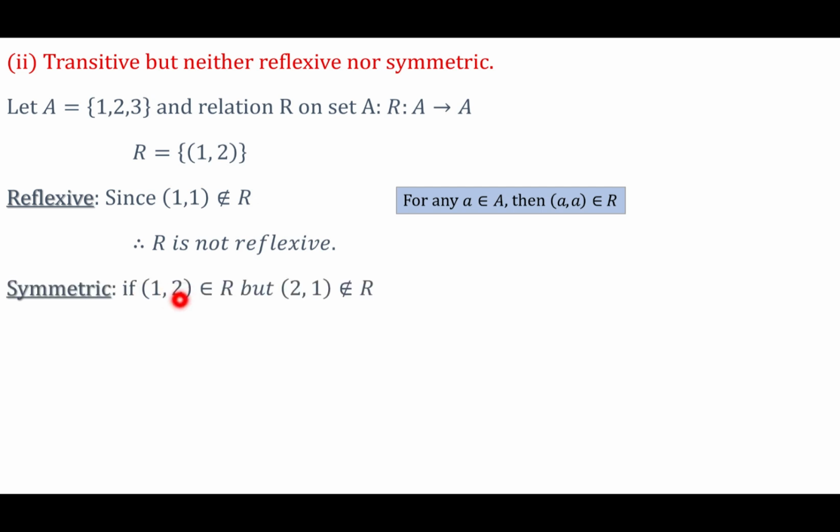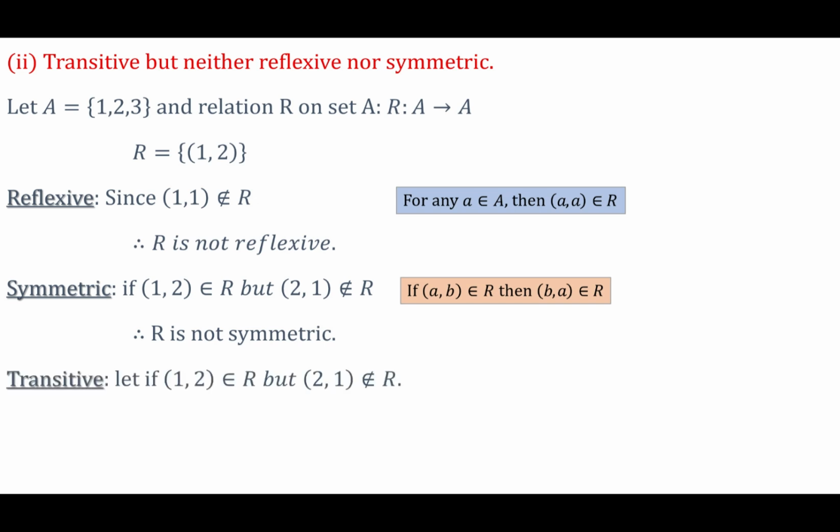Check symmetric. If (1, 2) belongs to R, then (2, 1) must belong to R. But here (1, 2) is there, but (2, 1) is not there. (2, 1) does not belong to R. And the definition of symmetric is this one: if (a, b) belongs to R, then (b, a) must belong to R. So the given relation is not symmetric.